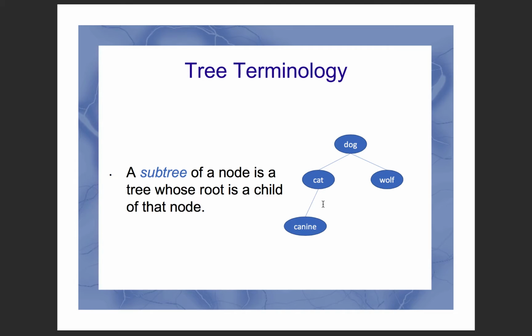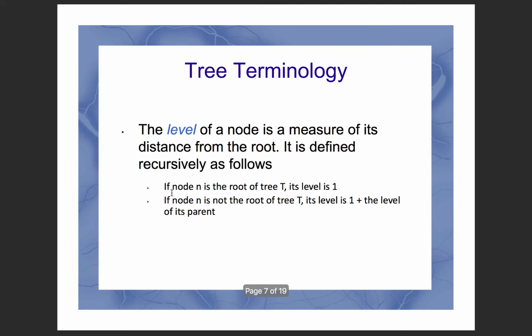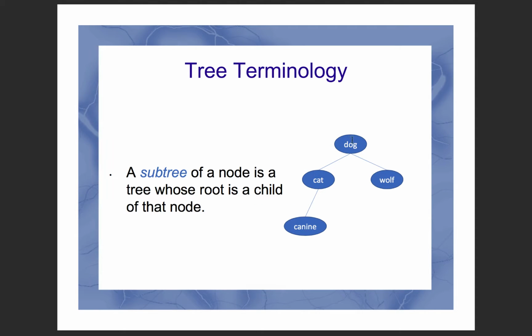We'll have a formal definition of how to calculate the level. But the main thing is that the level of a node is basically the distance of the node from the root. The formal definition is that if node n is the root of the tree t, then its level is 1. So this one is a root node, so the level should be 1.